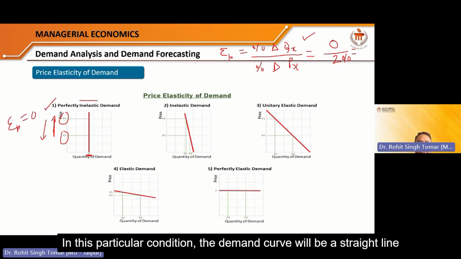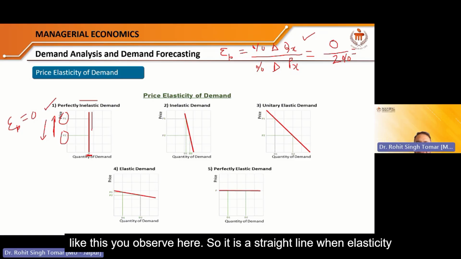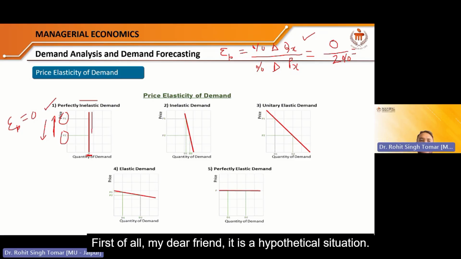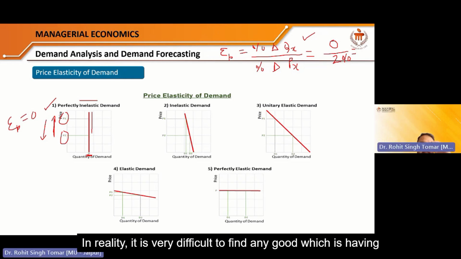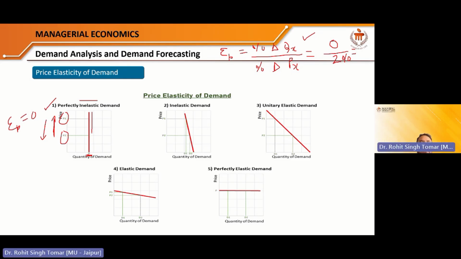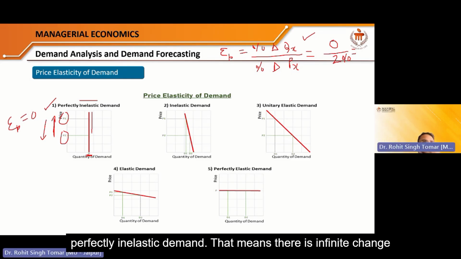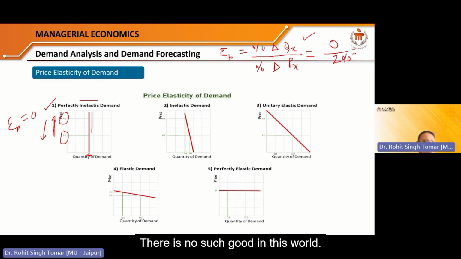In this particular condition, the demand curve will be a straight line like you observe here. So it is a straight line when elasticity is 0. Now, what kind of good can it be? First of all, my dear friend, it is a hypothetical situation. In reality, it is very difficult to find any good which has perfectly inelastic demand. That means there is infinite change in the price, but no change in the quantity. There is no such good in this world.